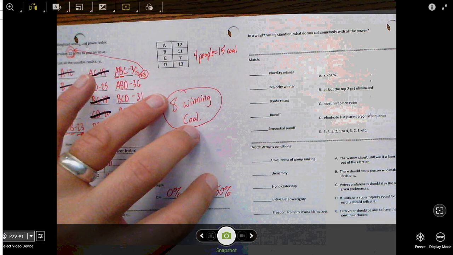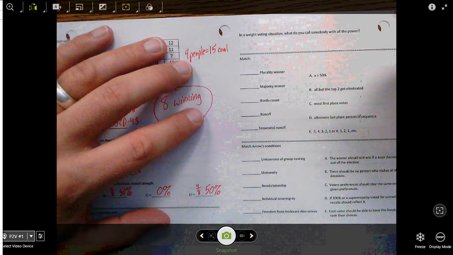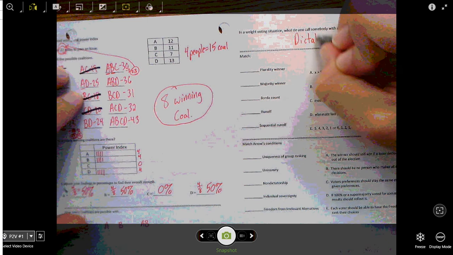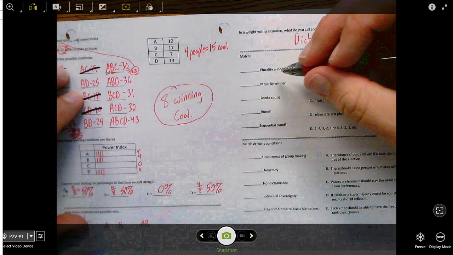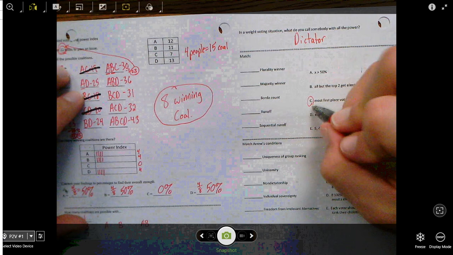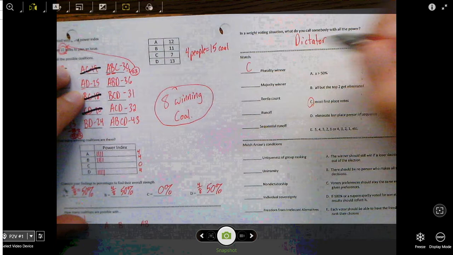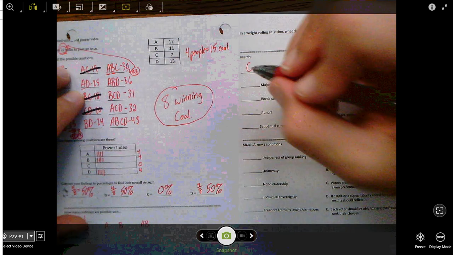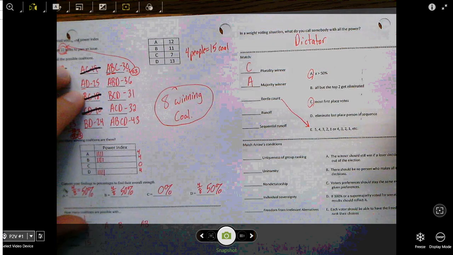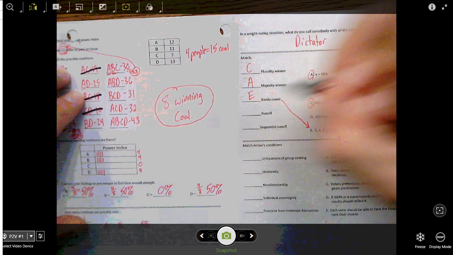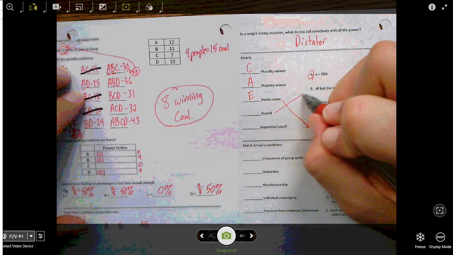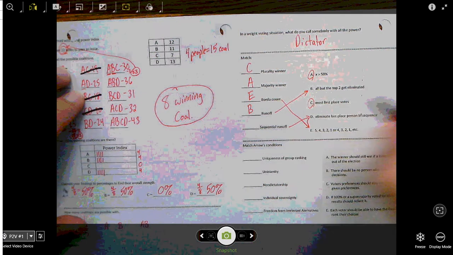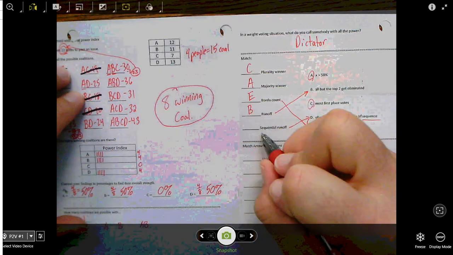Now, let's finish this up. I'm looking at my time and I'm going way over. In a weighted voting situation, what do you call someone with all the power? Well, that'd be called the dictator. All right, plurality winner. Most first place votes, C. Majority winner. Greater than 50%. Borda count. I should just arrow to it. Runoff. All but the top 2 get eliminated. B. And then lastly, sequential runoff. Eliminate everybody in sequence. That word right there should be a dead giveaway.